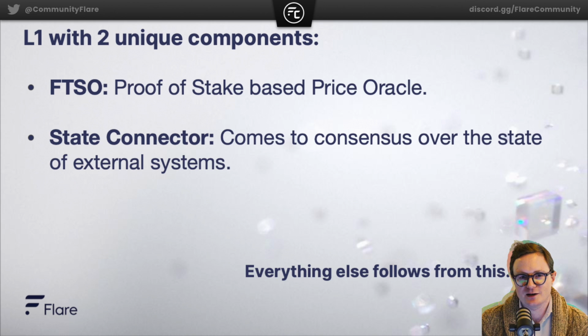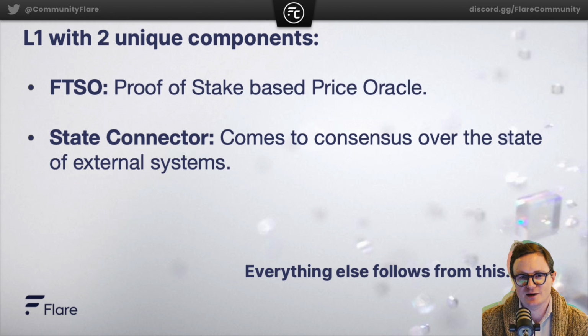But most importantly, it has two unique components that allow it to do things that no other blockchain can do. The first of that is a proof of stake based oracle for prices called the Flare Time Series Oracle. And we've launched that on Songbird, and so far we have close to about 100 data providers. And that's been very successful so far.